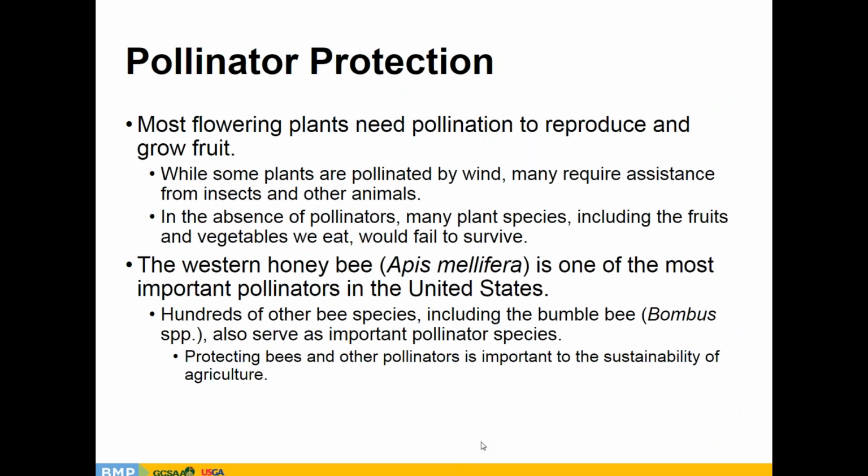golf course. Another category of BMPs really relates to pollinator protection. This is obviously a huge issue in the United States right now, realizing that most flowering plants need pollination for their reproduction. And so while some plants are pollinated by wind, many do require the assistance of insects and other animals, and in particular the western honeybee. It's one of the most important pollinators in the United States, and other bee species. And so protecting these bees and other pollinators has really been the focus of agriculture, as well as obviously in golf course management.